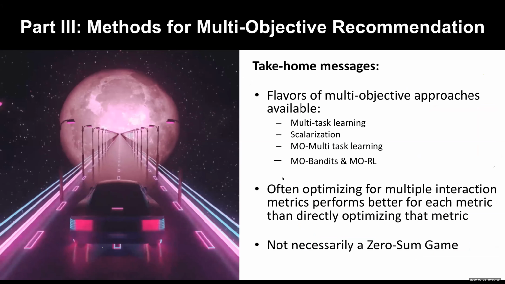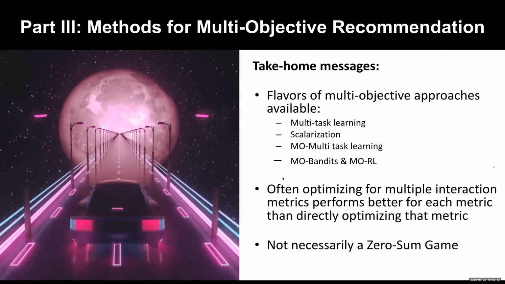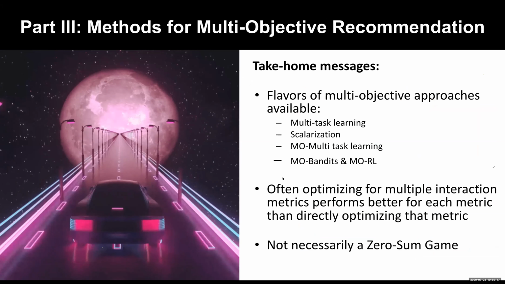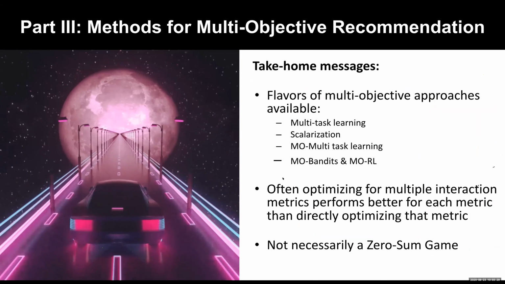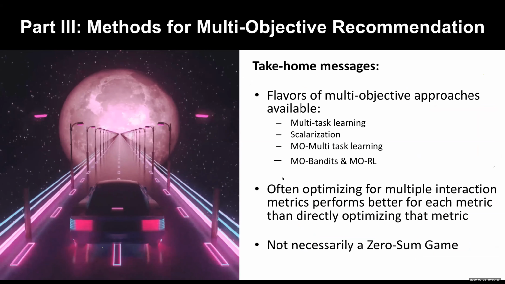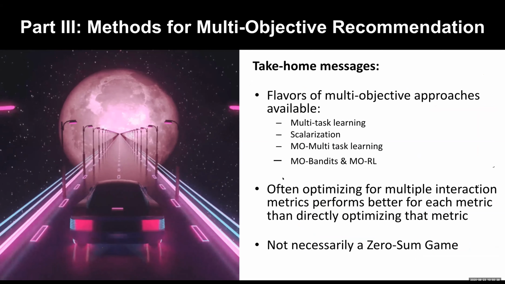Cool. So the take-home messages from part 3. We have looked at multiple flavors of approaches available. If you want to make multiple predictions, then you should use multitask learning. If you want to combine multiple things together, then scalarization. Averaging is useful as well, or you can do some richer forms of averaging, including the OWA operators. You can view the same prediction and decision-making problem together in a multi-objective multitask learning setup, and we've looked at multi-objective bandits and multi-objective RL models.